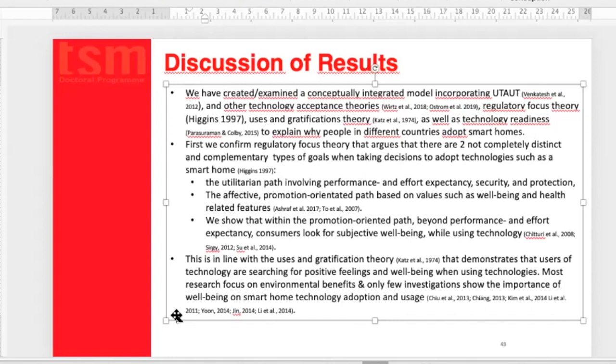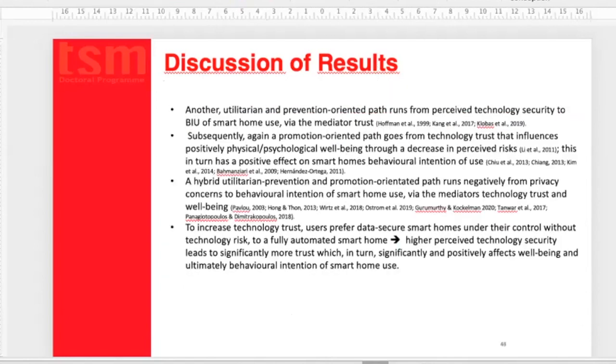And this is particularly relevant when looking at smart homes, because smart homes aim at creating well-being and health. We show that well-being is even more important than environmental benefits, because most research shows the importance of environmental benefits, but we show that actually well-being appears to be even more important. Another utilitarian and prevention-oriented path runs from perceived technology security to behavior intention of usage via the mediator trust.